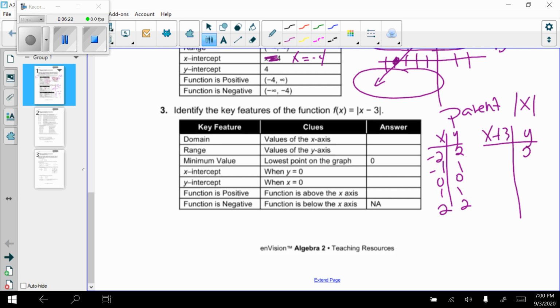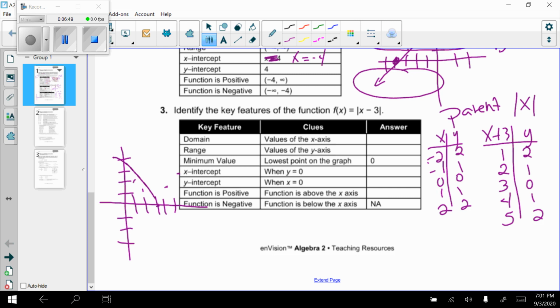All of my y values would stay the same. Add 3 to each of these x values. So -2 plus 3 gets us 1, 2, 3, 4, and 5. So then if we wanted to graph that, over 1 up 2, 2, 1, 3, 0. This is the graph that we are looking at.